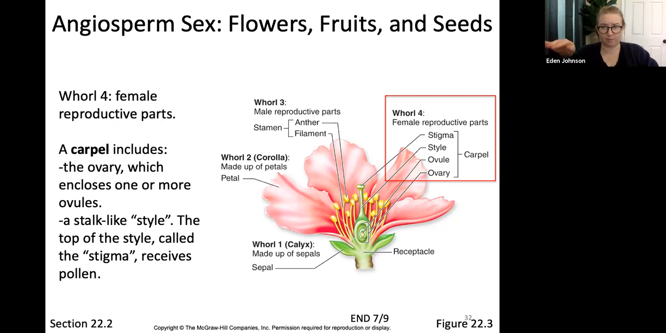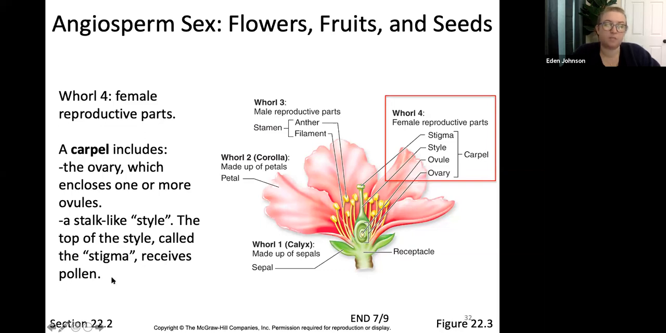pollen all over its abdomen. If it lands on the stigma, that pollen from the bumblebee will land on the stigma, this part right here at the end. That pollen will travel down the style and will basically fertilize this ovule within the ovary. So a carpel includes the ovary, which encloses one or more ovules, a stalk-like style, and on top of the style, you've got the stigma.